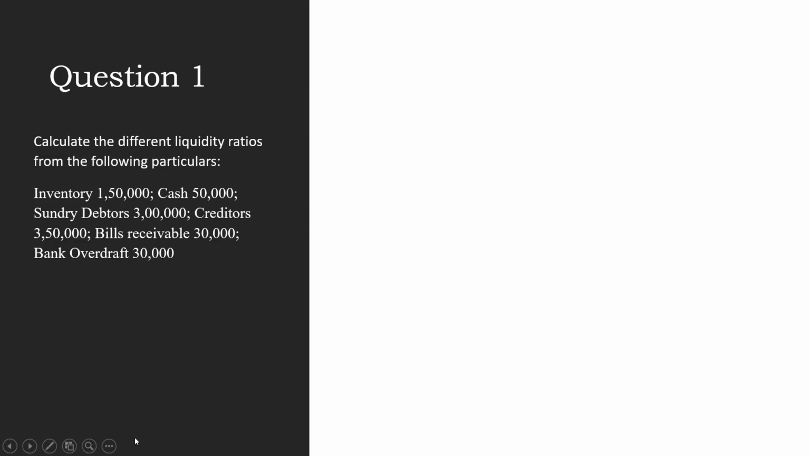Now let's see one question for calculating the liquidity ratio. Question number 1 says: calculate the different liquidity ratios from the following particulars. The particulars given are: inventory 1,50,000, cash 50,000, sundry debtors 3 lakhs, creditors 3,50,000, bills receivable 30,000 and bank overdraft 30,000. From this information we have to find the liquidity ratios. There are two types of liquidity ratio, current ratio and quick ratio, and we have to find both using this information.